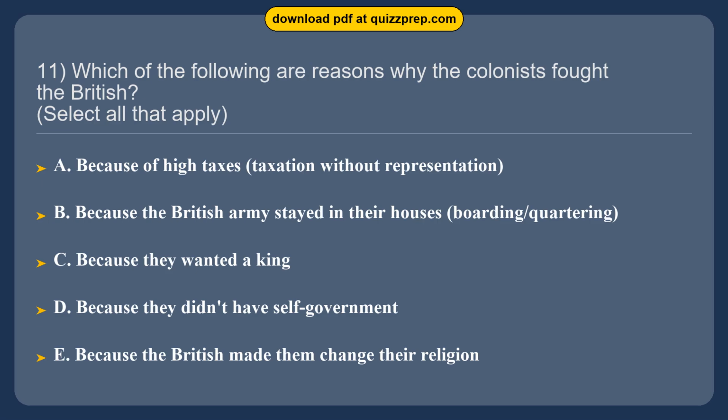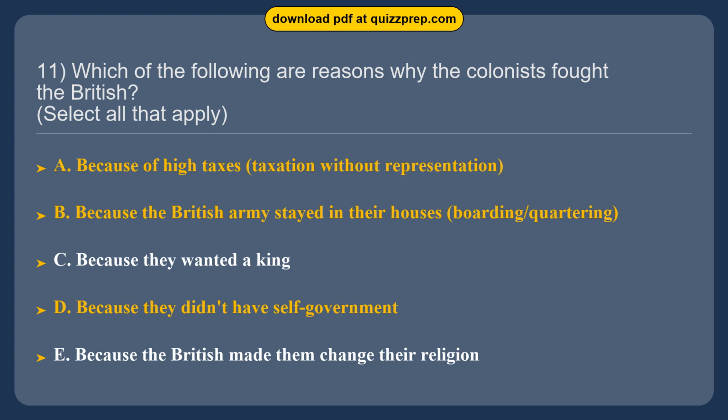Question 11. Which of the following are reasons why the colonists fought the British? Option A, because of high taxes, taxation without representation. Option B, because the British Army stayed in their houses, boarding/quartering. Option C, because they wanted a king. Option D, because they didn't have self-government. Option E, because the British made them change their religion.